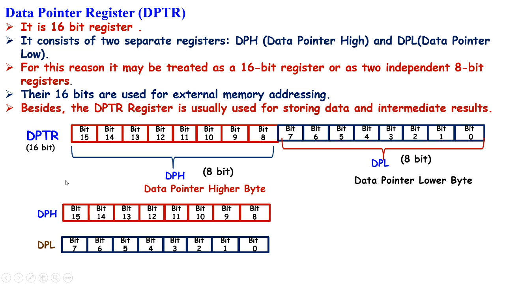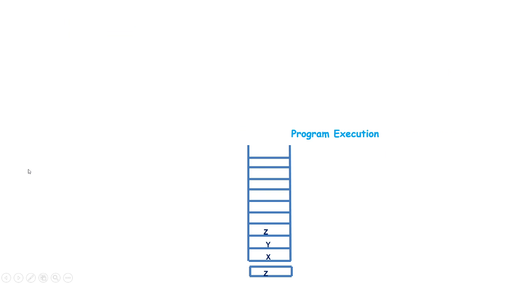Besides the DPTR register, it is usually used for storing data and intermediate results. So this is the use of the DPTR register, 16 bit.